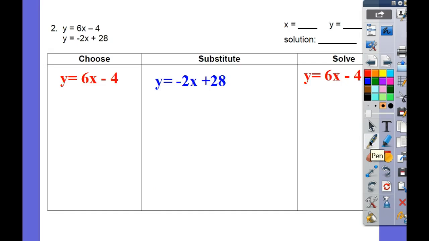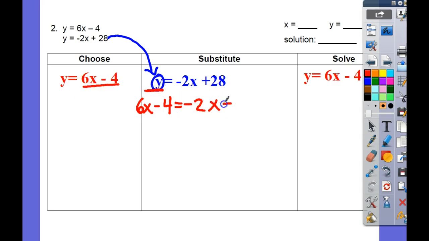It doesn't really matter on this problem which one you choose. They're both solved for y, so I chose this one to be in my first column and my last column, and so this one was in my middle column. And so this is already solved for y, so in place of this y, I'm going to put the 6x minus 4 because that's equal to the y. And then I am going to solve that for x. I'm going to add 2x to both sides.